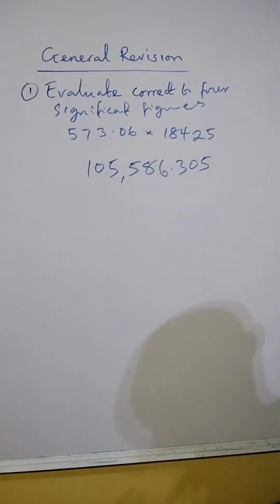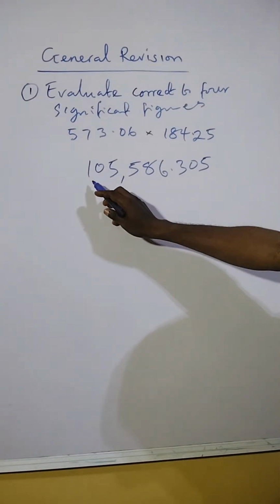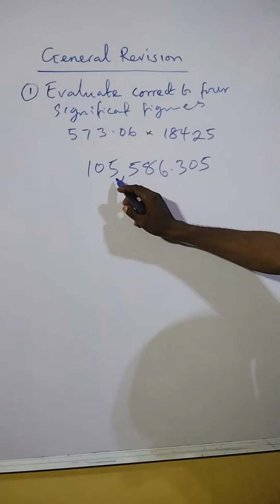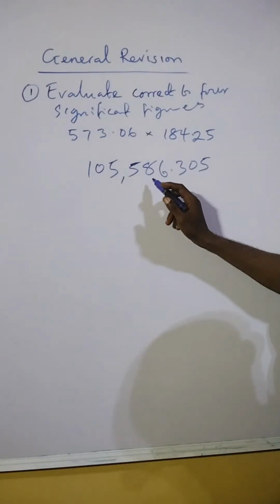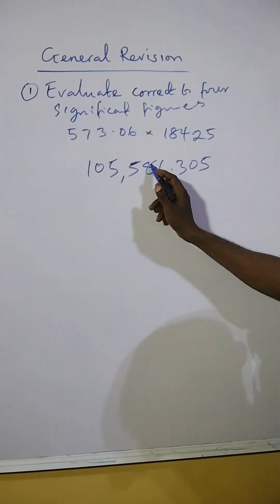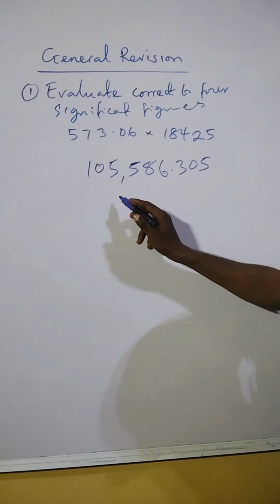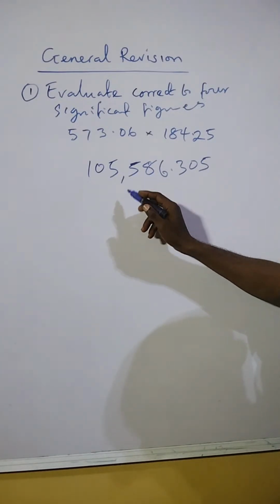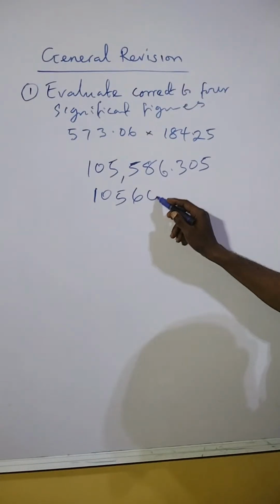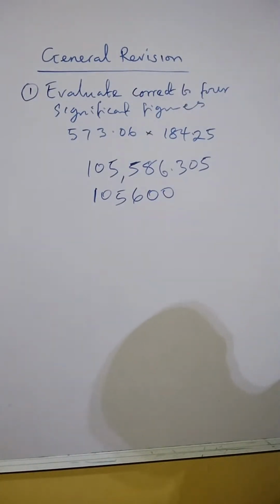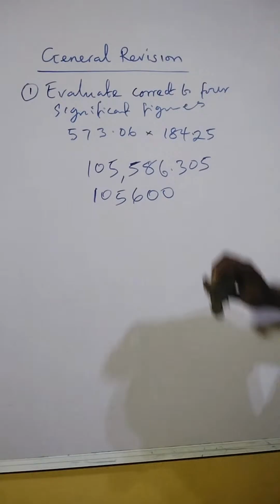105,586.305. Then to 4 significant figures, this 1 here is the first significant figure, followed by 0, followed by 5. This is the 4th number, which is the 4th significant position. So we round it here, and this becomes 8. We round it up to this place. 8 plus 1, we add 1 here, becomes 6. That's 1056, then 0, 0. That's 105,600. Okay, that's to 4 significant figures. All right, let's look at another question here.